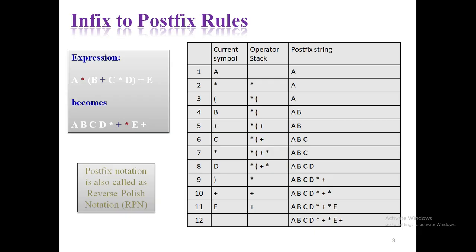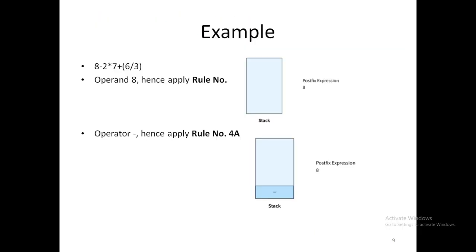So finally after the close parenthesis we have only the star inside the stack, and then plus will come. The star is higher precedence than the plus, so star is also popped out from the stack, and then E came. After the E we have only one element, which is plus.